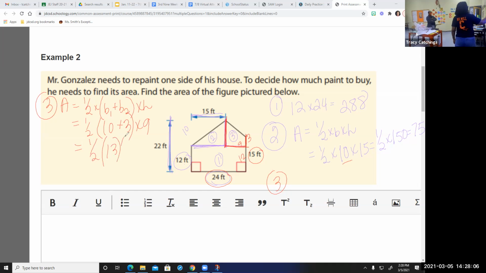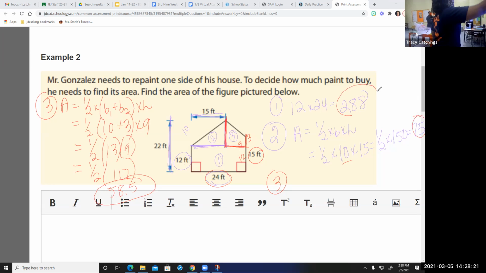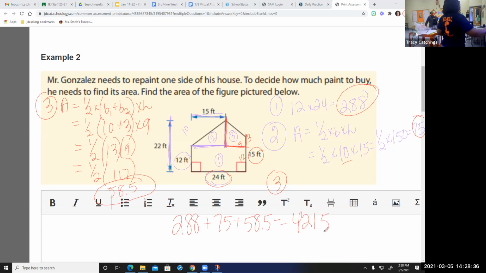10 and 3, 13, times 9, 117. Half of 117, 58.5. Got the area of all 3. And look, 21.5. And don't forget our unit squared. See you later.